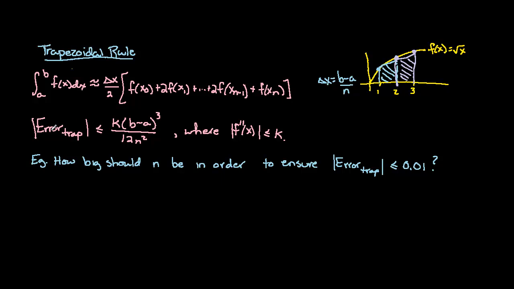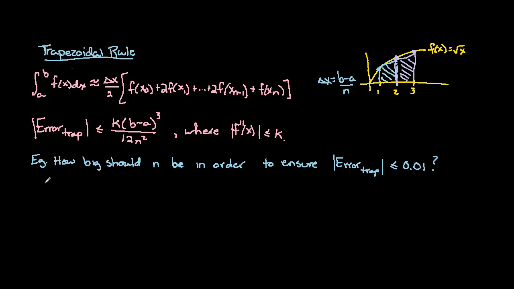So the error incurred by trapezoidal rule is bounded by k, which is some constant, times (b minus a) cubed over 12n squared, where this k value comes in as follows. It's an upper bound for the absolute value of the second derivative of the function. So let's take a look at an example to figure out exactly how one would compute these sort of things.